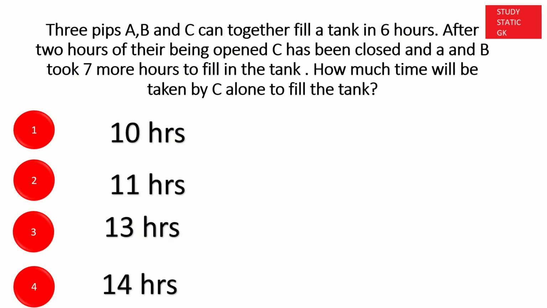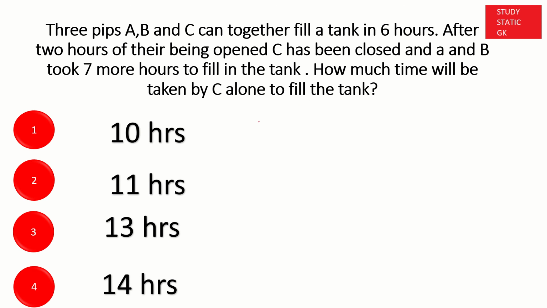Next. Three pipes A, B, C can together fill a tank in 6 hours. After 2 hours of their being opened, C has been closed and A and B took 7 more hours to fill that tank. How much time will be taken by C alone to fill that tank?